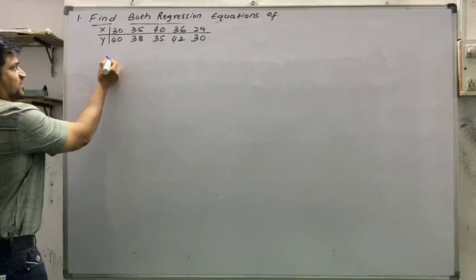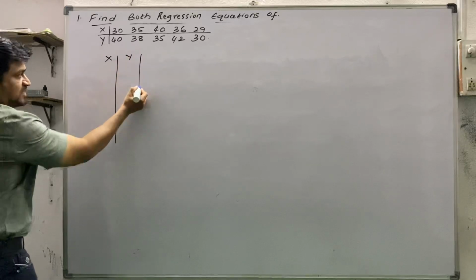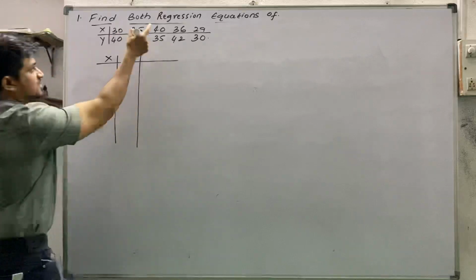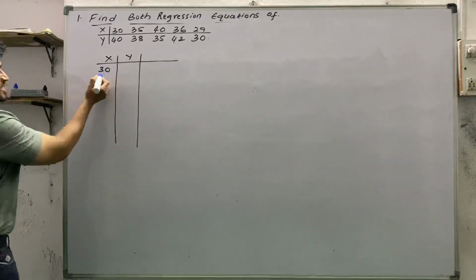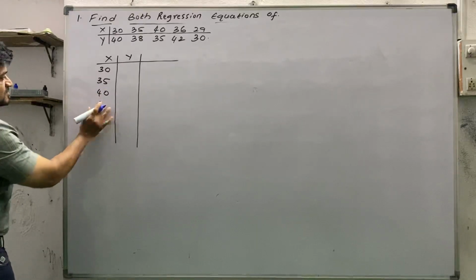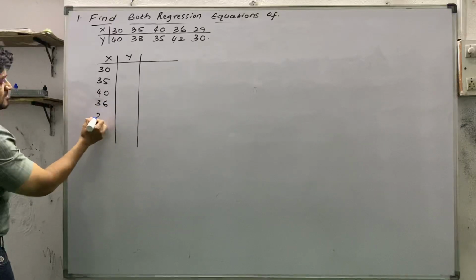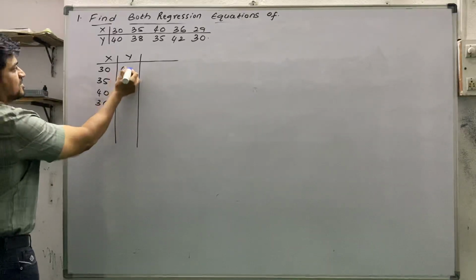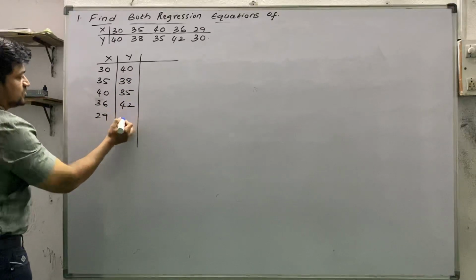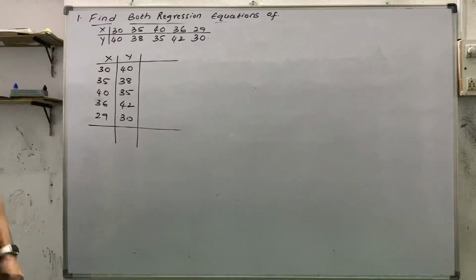whenever a question is given to you, take the first one as variable x and the second one as variable y. That should be in capital letters. Whatever values are given, write them down. Then we have 40, 38, 35, 42, 30. Whatever columns are there, that we will decide afterwards.